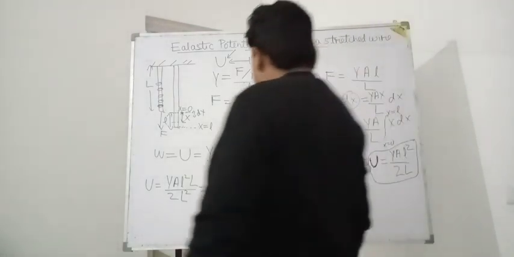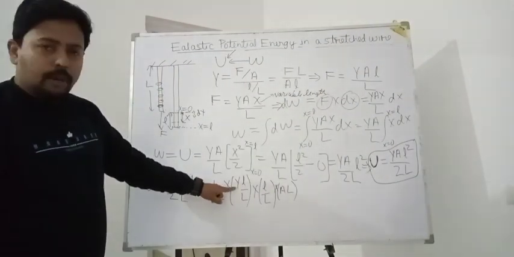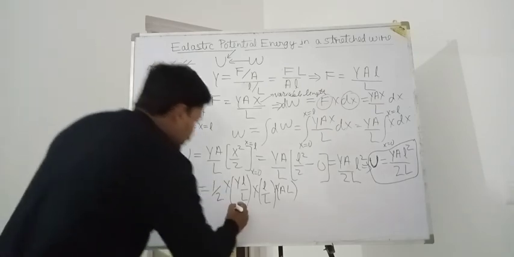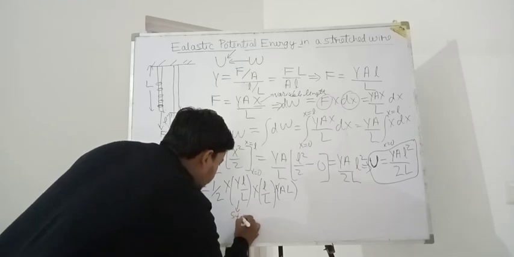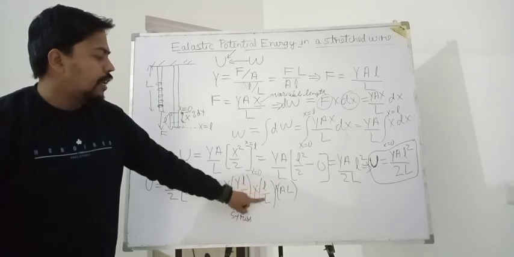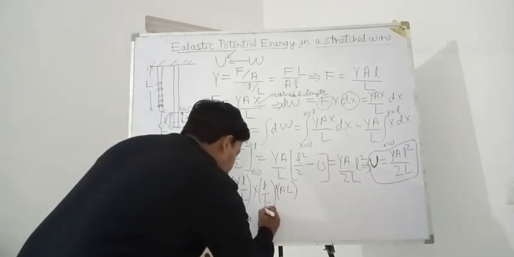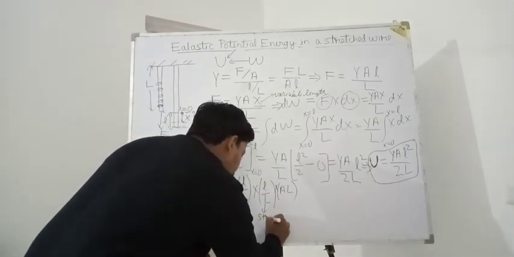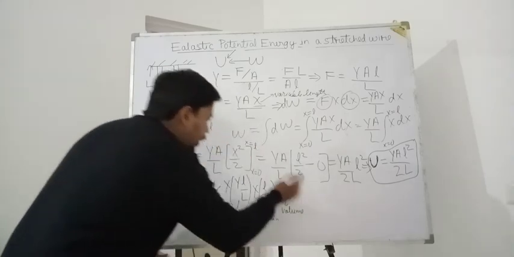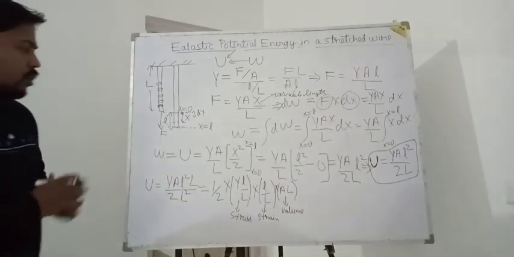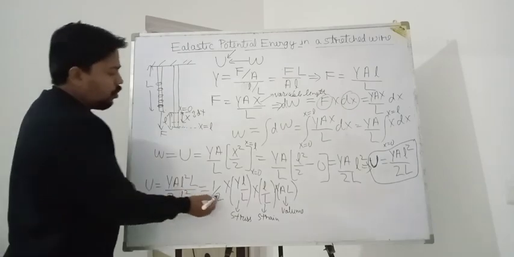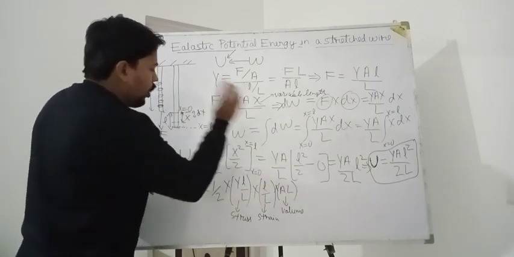And you know that according to the definition of Young modulus, this is nothing but stress. Longitudinal stress. Okay, and this is what? This is strain, that is change in length upon original length. And this is volume, that is area into length. So we can write that the potential energy of a stretched string is equal to half into stress into strain into volume.